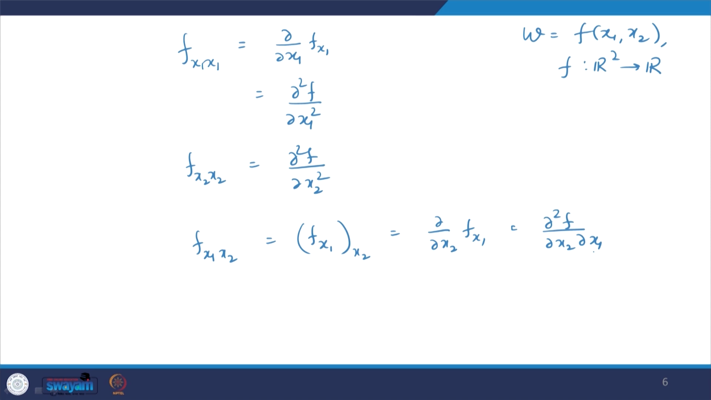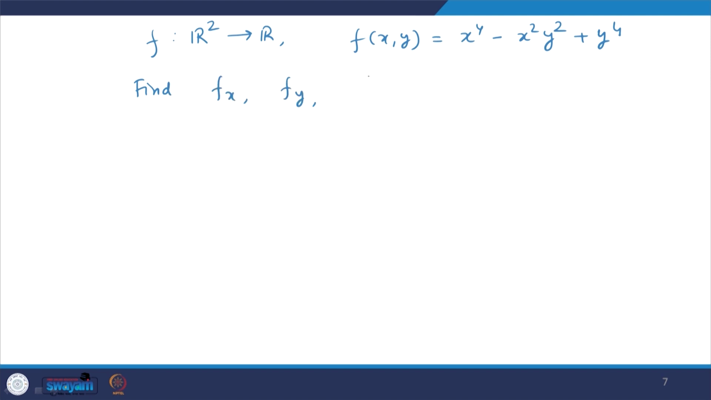So, let us understand this by a simple illustration. Let f be a function from, say, R 2 to R, and let f of x, y be given by x to the power 4 minus x square y square plus y raised to power 4. We have to find f x, f y, f x x, f y y, f x y at minus 1 comma 1. Suppose we want to find this out. How can we find it? This is a very easy problem.